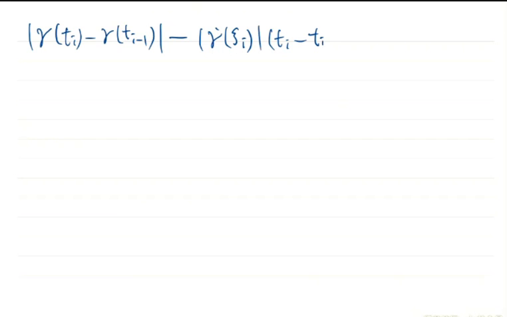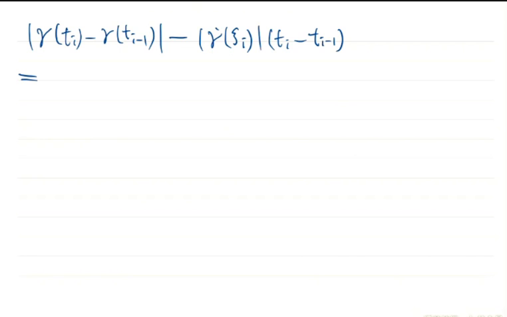Gamma ti minus gamma ti minus 1, minus the norm of the derivative at ci multiplying the length of the interval. Okay, what's this?